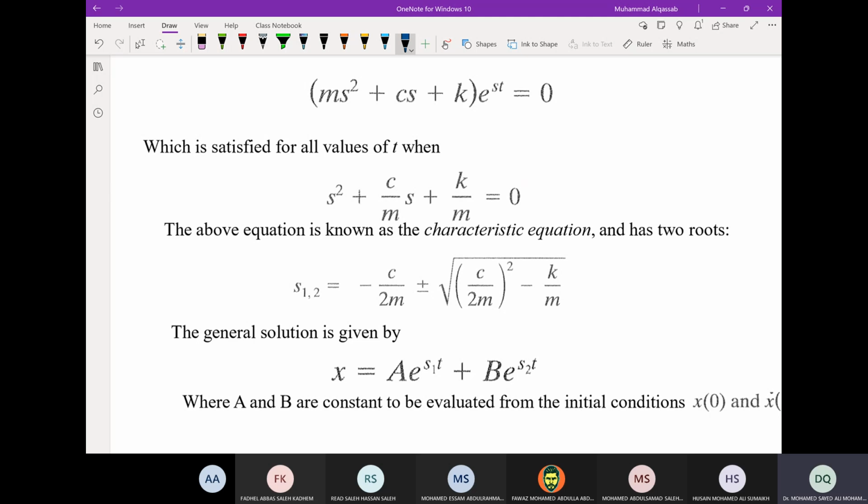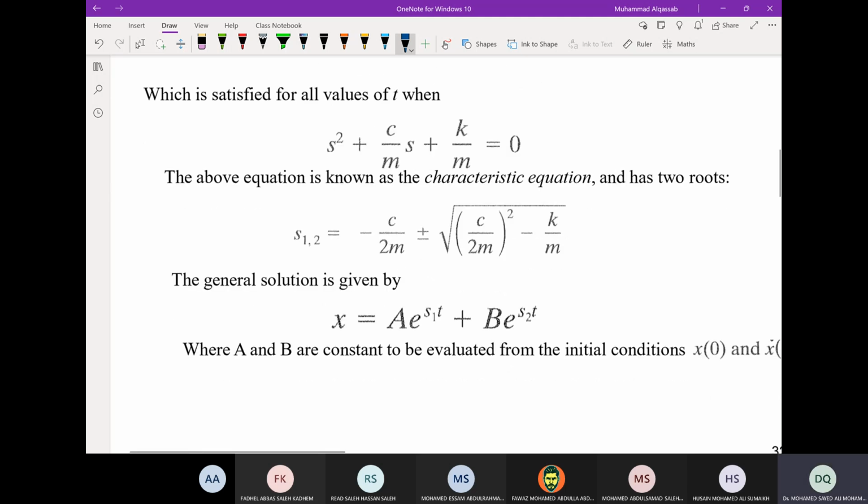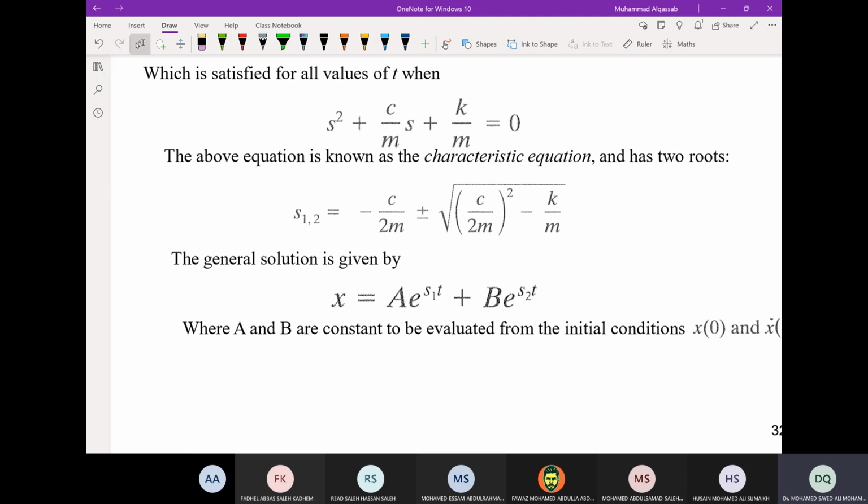Okay. So it means that, depending on the values, we have S1 and S2. Then we substitute. Since there are two values for S1, the total solution will be the summation of the two solutions. So this is called first solution, and this is called second solution, because there are two, and both are satisfying the differential equation. It means both are solutions, and then should be added.